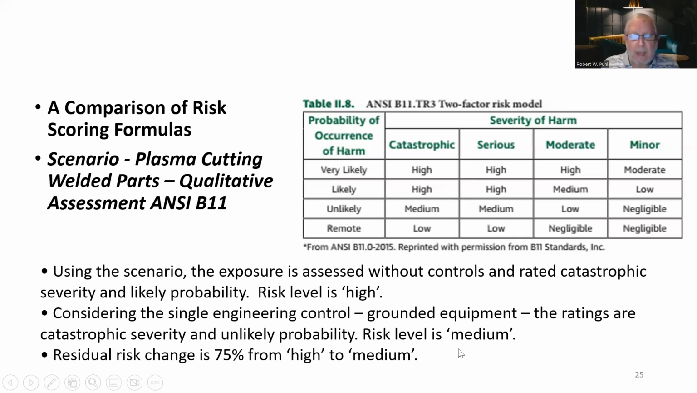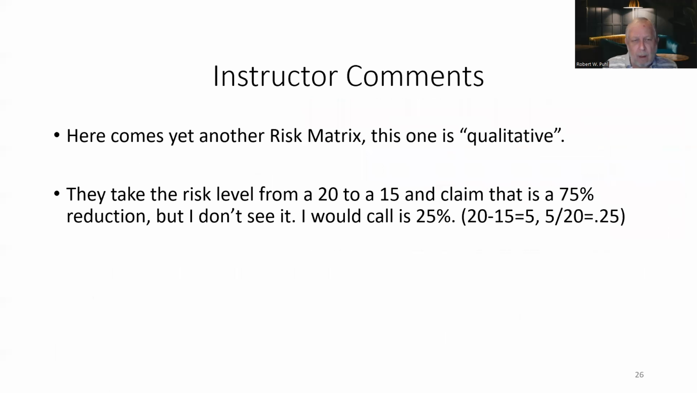I don't know how they could even do that because there's no numbers here. So what are you dividing what by to get a percentage? That has me a little bewildered in this chapter here, their use of that 75%. Okay. We'll talk about that again. Here comes yet another risk matrix.